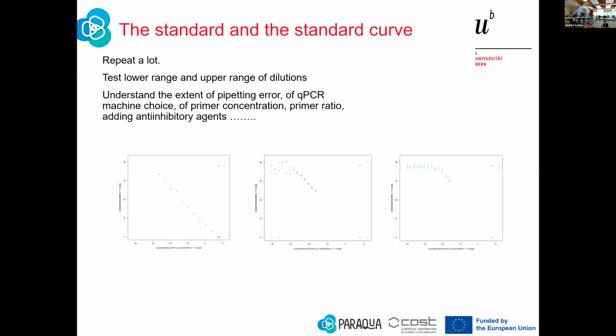Okay, and now you repeat this a lot. Very low dilutions, very high dilutions. You do this on different days. You do repeated dilutions. You alter primer concentrations, the primer ratios. You add anti-inhibitory agents. This is the place and time when you optimize your assay, in and out for weeks.